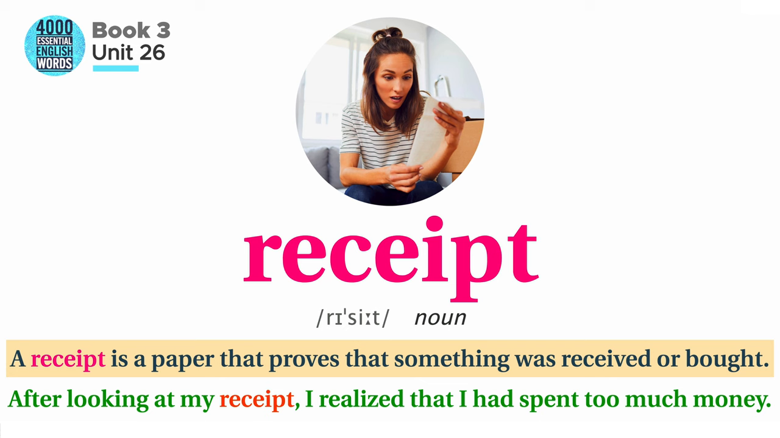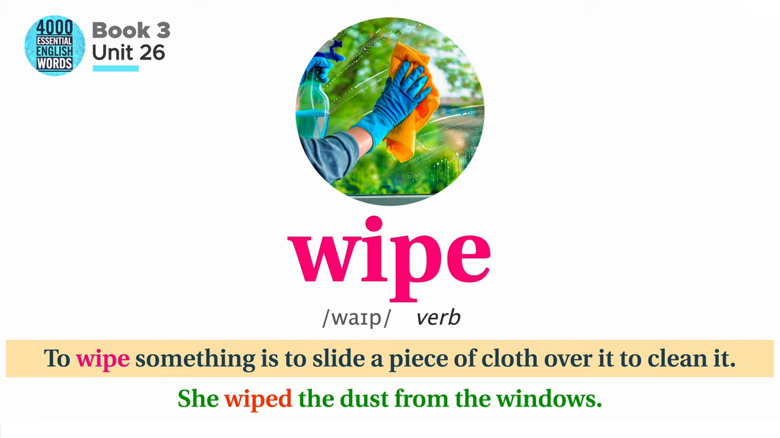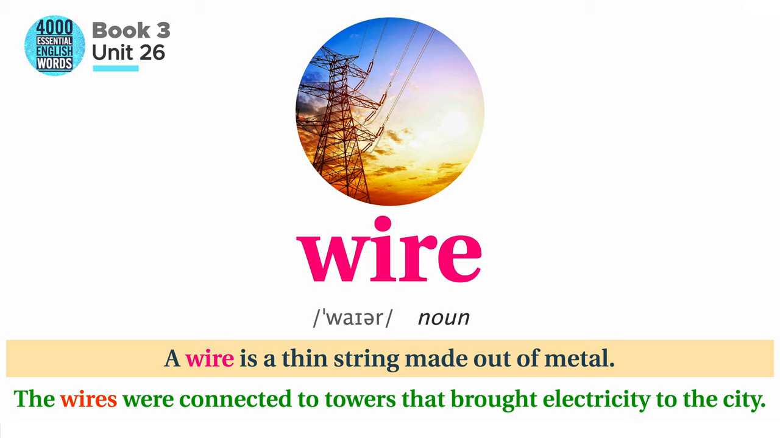Wipe. To wipe something is to slide a piece of cloth over it to clean it. She wiped the dust from the windows. Wire. A wire is a thin string made out of metal. The wires were connected to towers that brought electricity to the city.